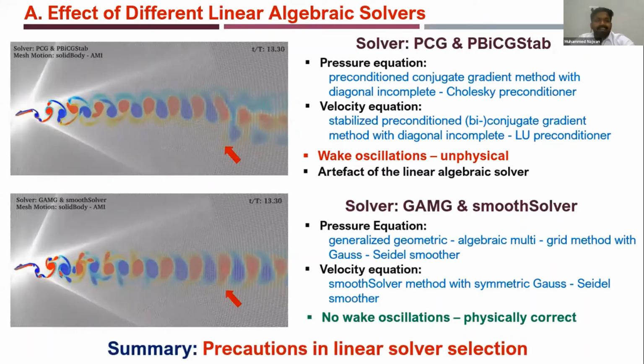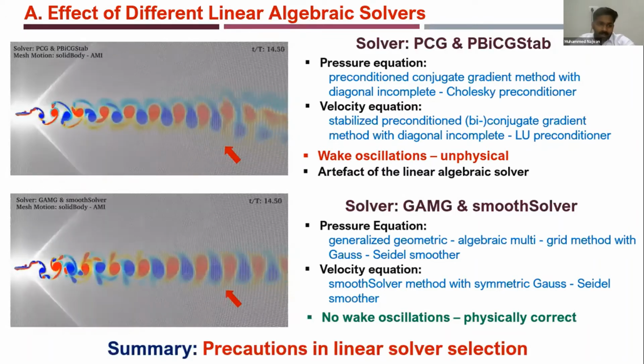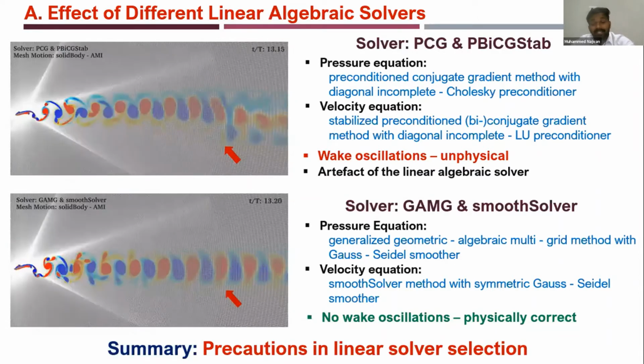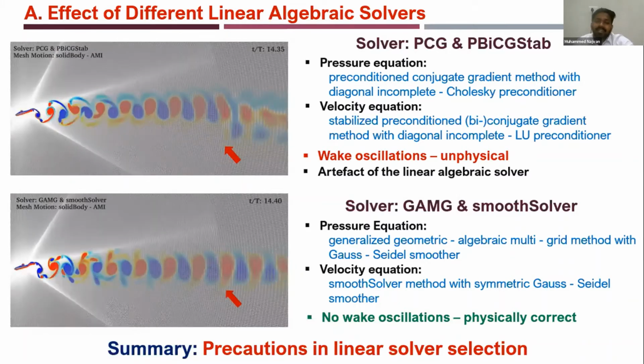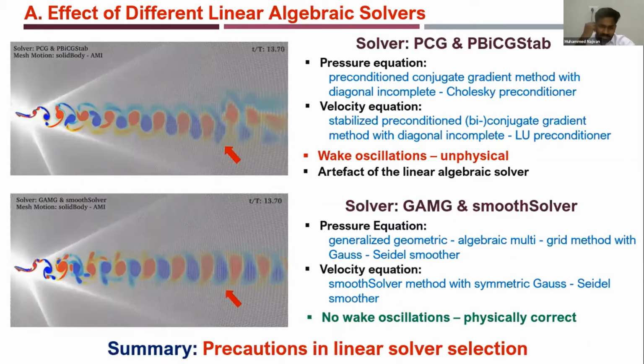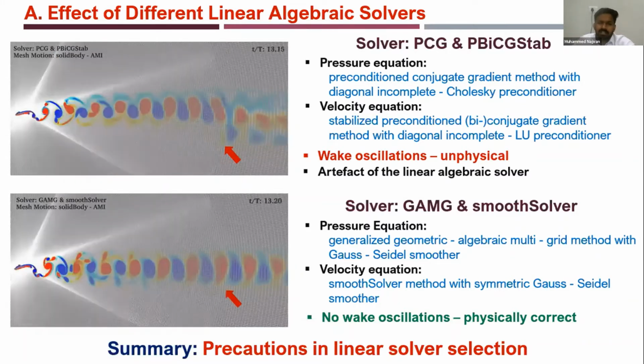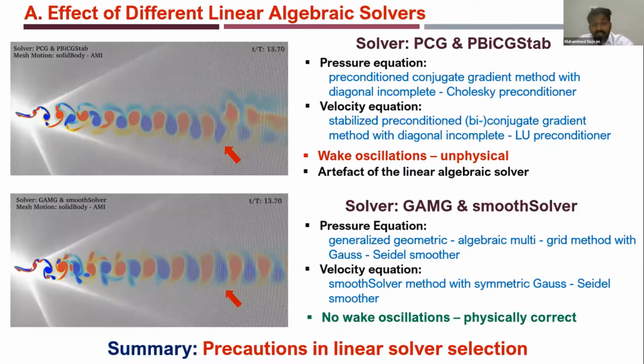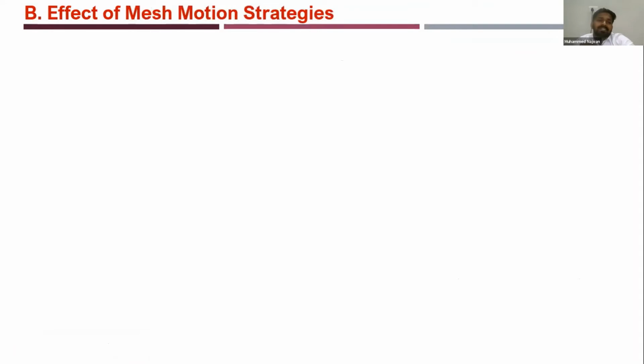So we can say that while choosing a linear algebra solver, especially when dealing with such kinds of problems, one has to take extreme precautions in ensuring that there are no similar unphysical oscillations, especially when dealing with small amplitude flapping motion where such oscillations are difficult to detect. So since we are dealing with a moving mesh, an appropriate mesh motion strategy is essential. Let's see how the choice of a mesh motion strategy can affect the quality of the result.